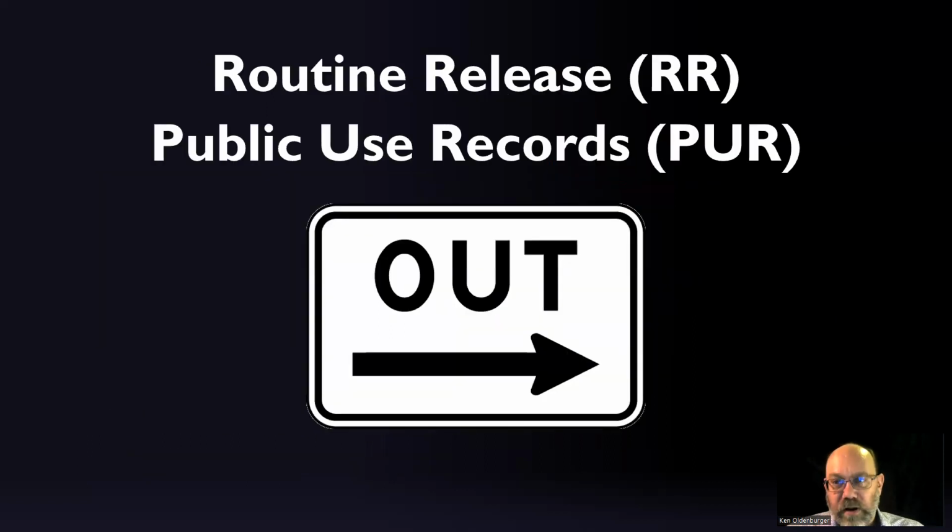Routine release record identification and public use record identification. I don't think these need to be in the classification systems. First of all, they're so granular because we're talking actual records now, not file folders. Second, it's much more efficient to have a sheet of paper that lists these things.